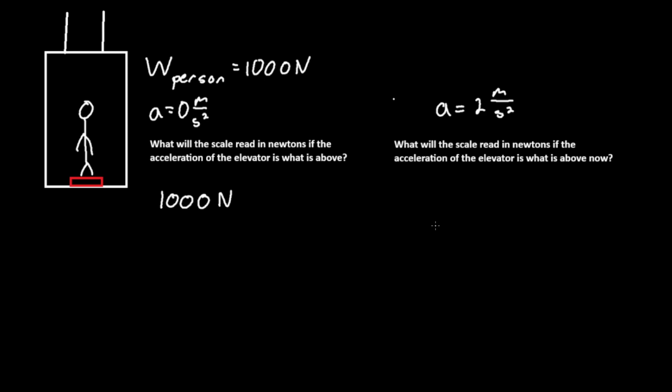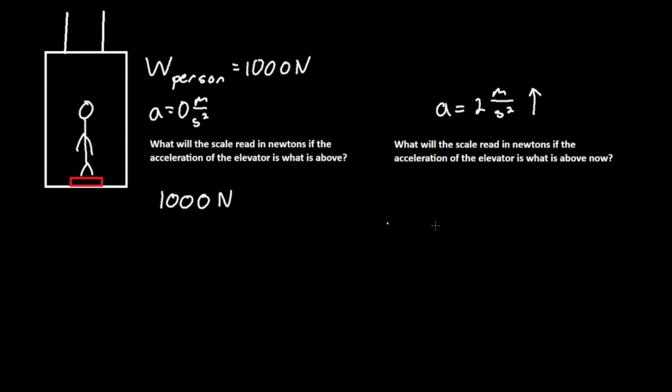So what about now? What would the scale read in newtons if the acceleration is what is above now? So now it is 2 meters per second squared. So you're accelerating upward at 2 meters per second squared. Maybe I should make that more clear with the upward arrow, in an elevator. So try to think about this, and unpause the video when you have thought a little bit.